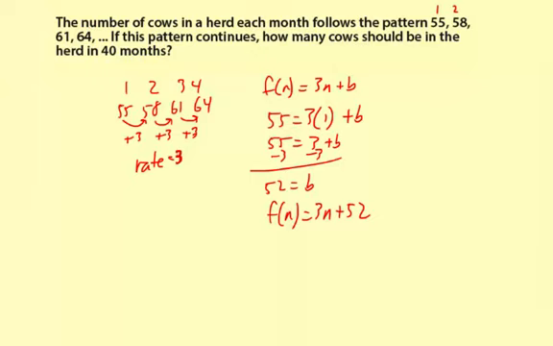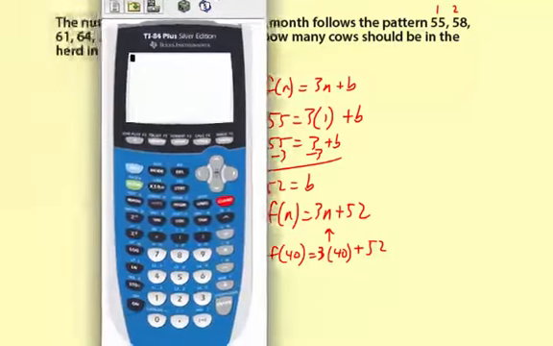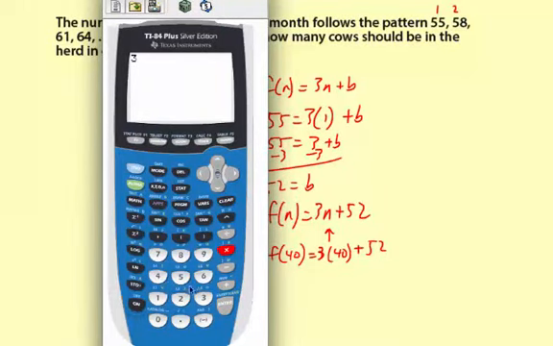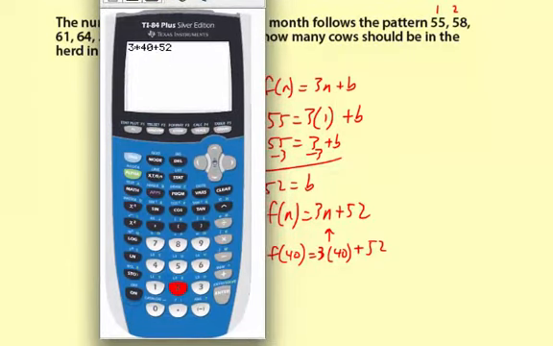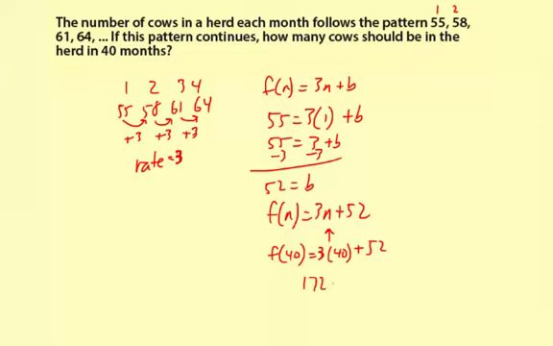Now all I need to do to find out how many cows in 40 months, input a 40 right here, see what I get. So f of 40 equals 3 times 40 plus 52. And I'm going to get my handy calculator, figure out that answer. So we're going to do 3 times 40, then plus 52. 172 means we're going to have 172 cows.